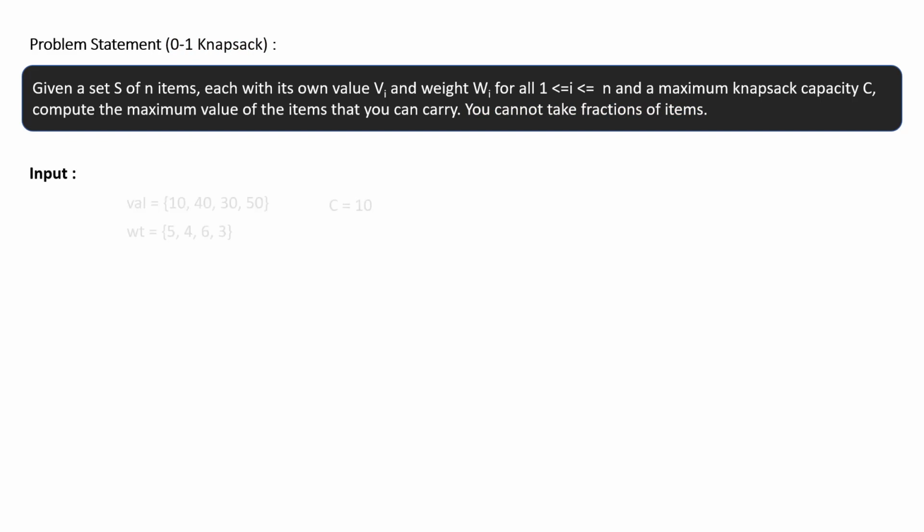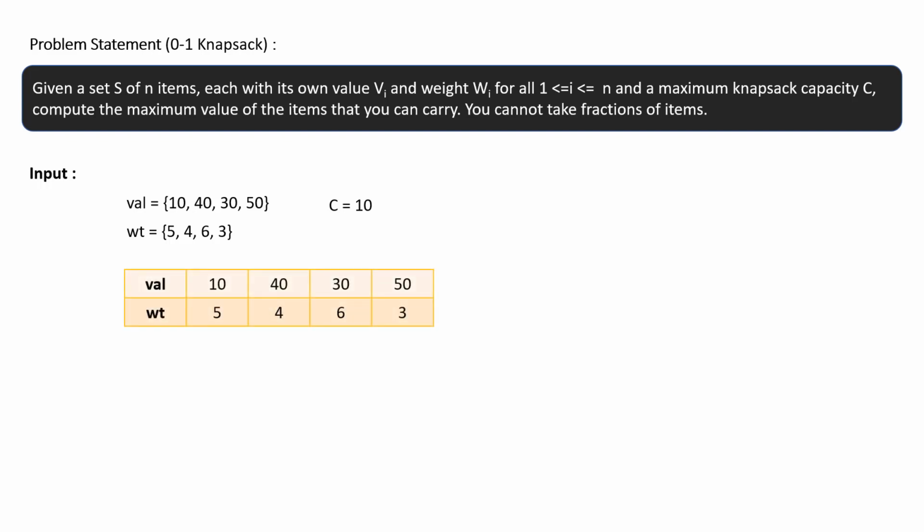Suppose we have an input where the values are 10, 40, 30, 50, and the weights of the items are 5, 4, 6, 3, and our knapsack has a capacity of 10. So what is the maximum value which we can carry along with us in the knapsack? The complete information of the input can be represented in terms of a table like this, and the output for this problem statement will be 90.